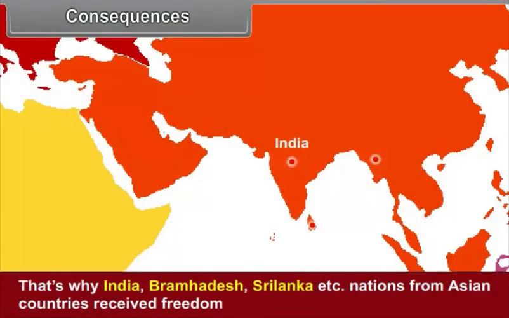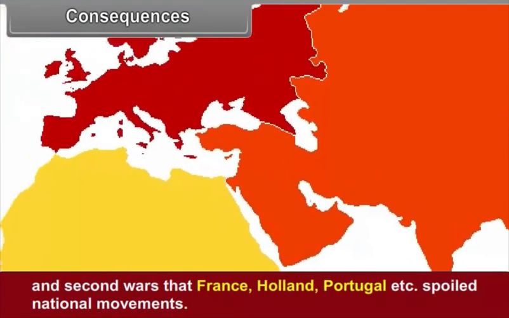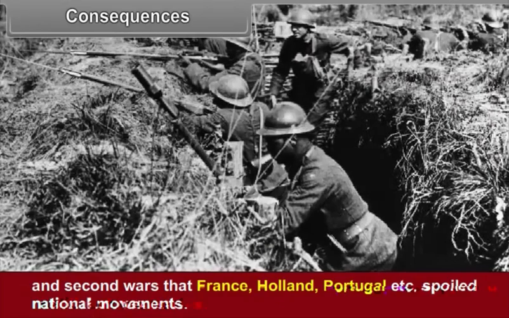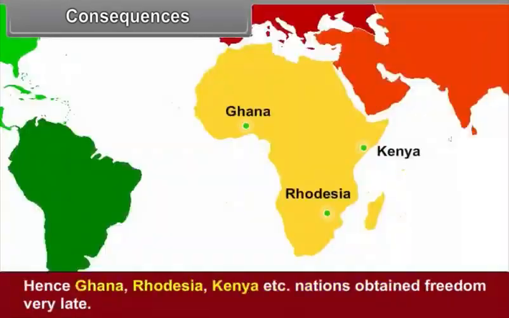That's why India, Brahmadesh, Sri Lanka, etc. nations from Asian countries received freedom, and second was that France, Holland, Portugal, etc. spoiled national movements. Hence, Ghana, Rhodesia, Kenya, etc. nations obtained freedom very late.